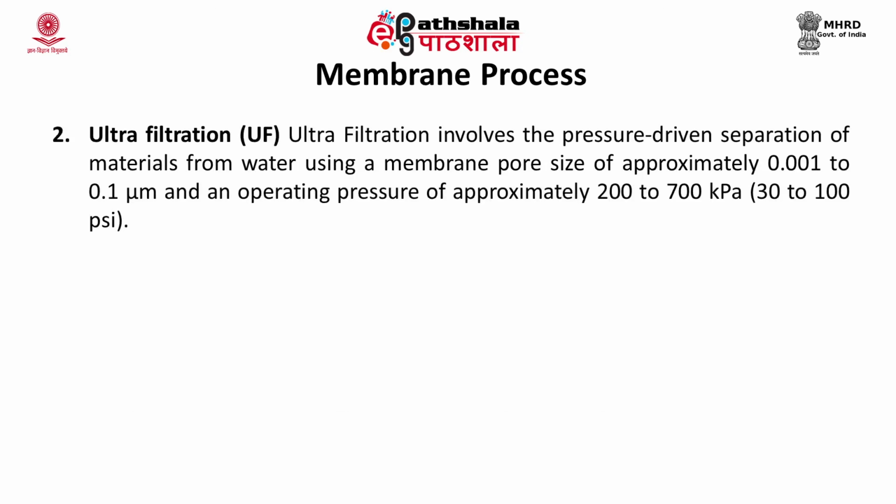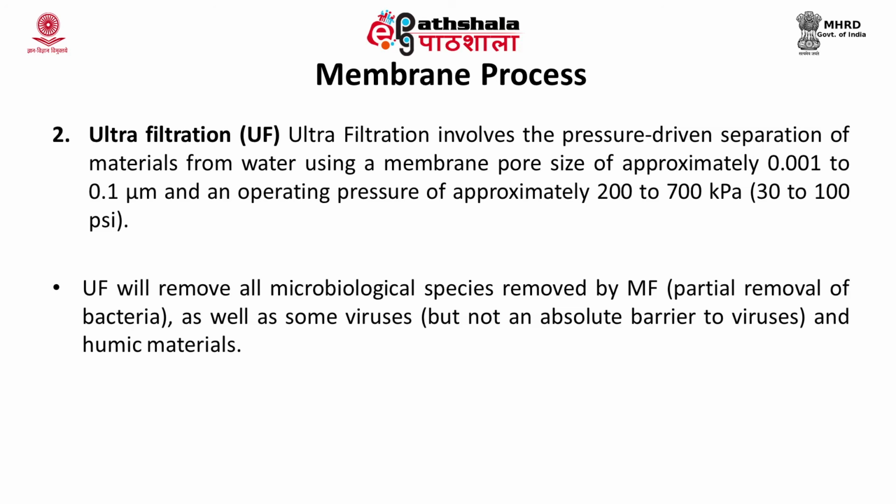Another membrane filtration process is ultrafiltration, which is also a pressure driven separation of material across the membrane. The pore size in the ultrafiltration process is in the range of 0.001 to 0.1 micron, and the operating pressure is in the range of 200 to 700 kilopascal. The ultrafiltration process will remove all the microbiological species, but some of the viruses and the humic material are not separated. Disinfection can provide a second barrier to contamination, and therefore it is recommended for drinking water.